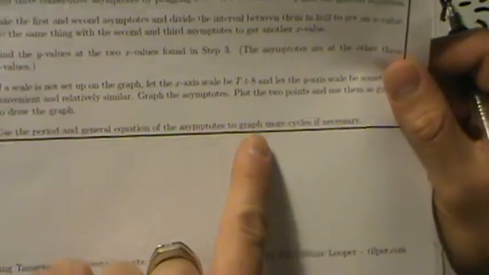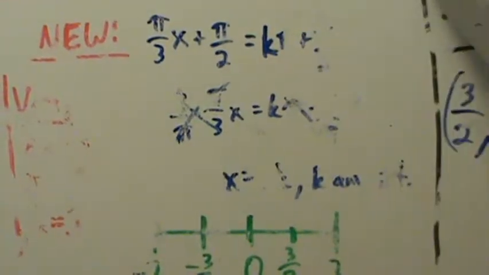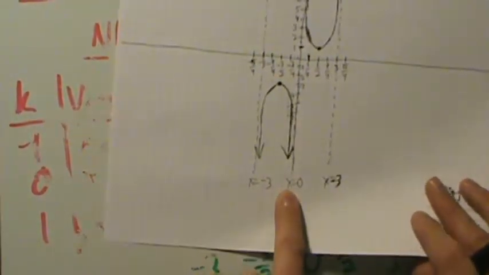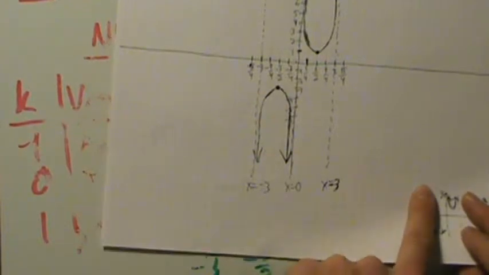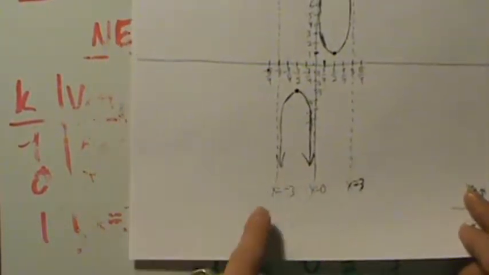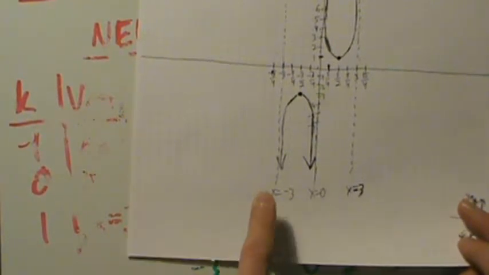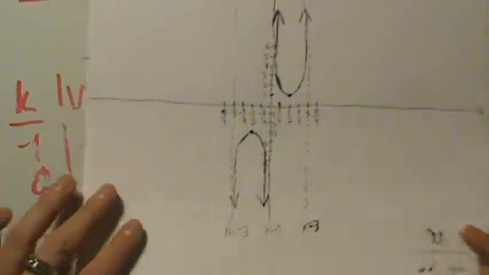Now step 6: use the period and general equation of the asymptotes to graph more cycles if necessary. Okay, so k equals -1. This is all erased, I guess, but when we did k equals -1, we got this asymptote. k equals 0 gave us this asymptote. k equals 1 gave us this. k equals 2 gives us the next one. k equals 3, the next one. k equals 4, the next one, and so on and so forth. k equals -1 gave us this one, so k equals -2 will give us the next one to the left. k equals -3, the next one to the left after that, and so on.